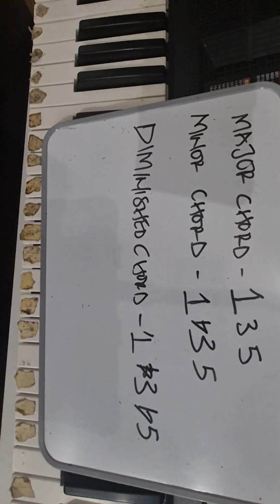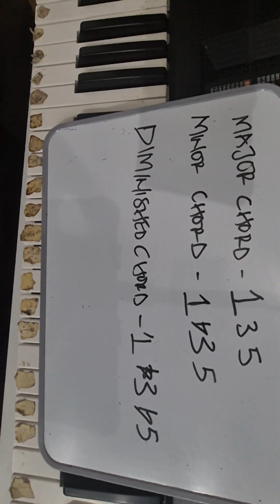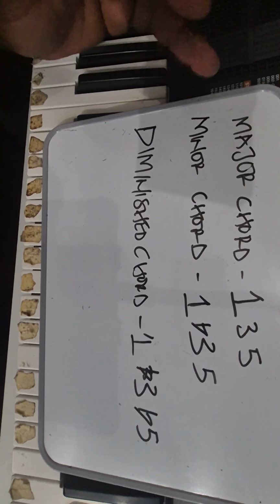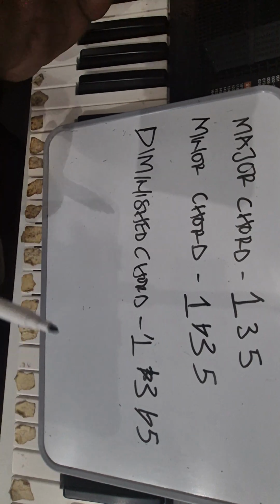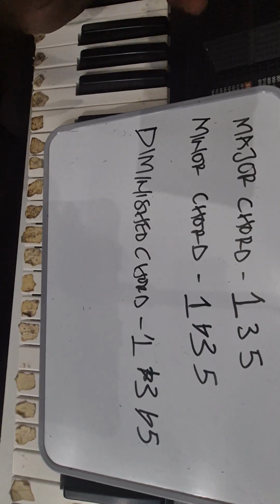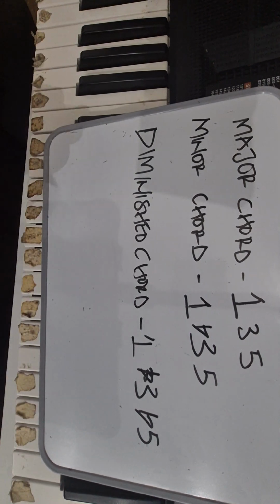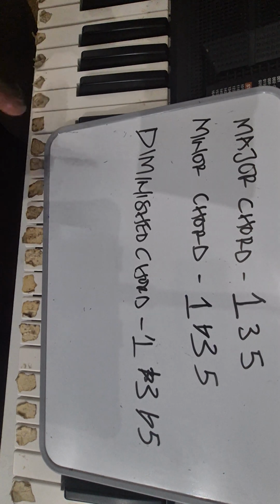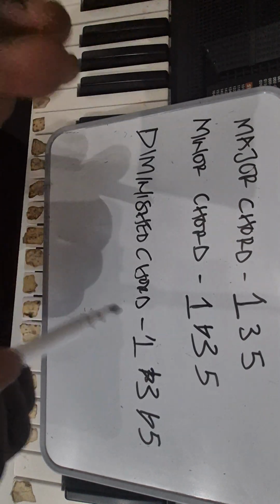Hi everyone. In this lesson, a summary of our third class, we're going to learn how to form the major chord, the minor chord, and the diminished chord. This is not all the types of chords that we have. We have so many types of chords, but for now we are going to be using these ones, as they are the main ones that we need to get started. So, how do we form a major chord?